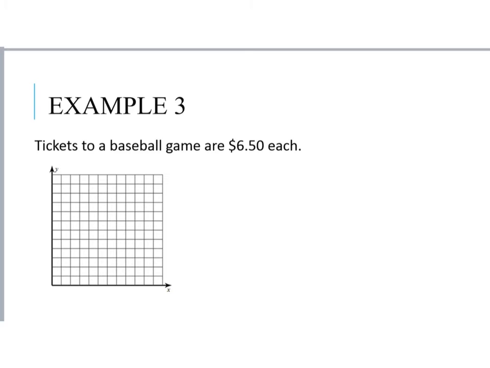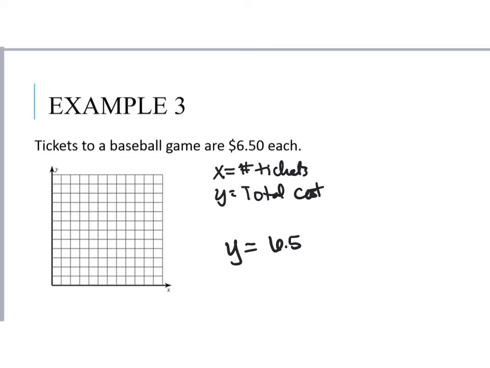So for example 3, it tells me tickets to a baseball game are $6.50 each. So my x then is going to be the number of tickets. My y is going to be my total cost. So I have an equation that says my total cost is equal to $6.50 times the number of tickets that we sell, which is x. So I'm going to put number of tickets on my x, and my y is going to be my cost. And you can go ahead and set up a table if you like.